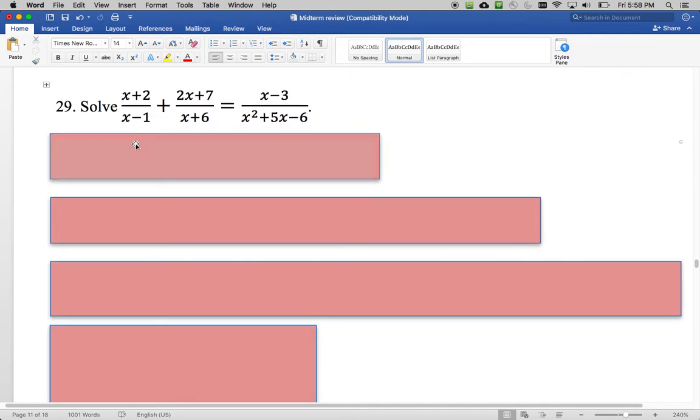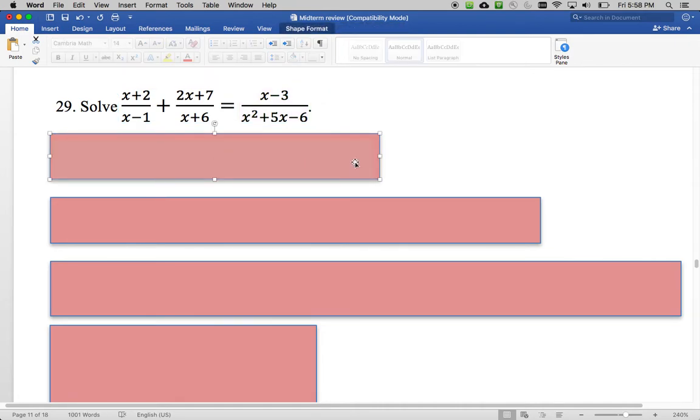This one we're going to solve. This is another one where, if you wanted to, you can just graph the whole thing. So graph this portion here in one function, and then graph this function here in the other function, and then find where the two intersect. So you can totally do that.